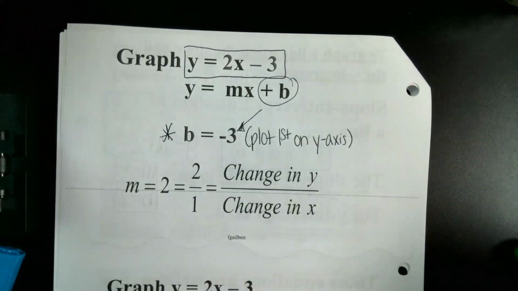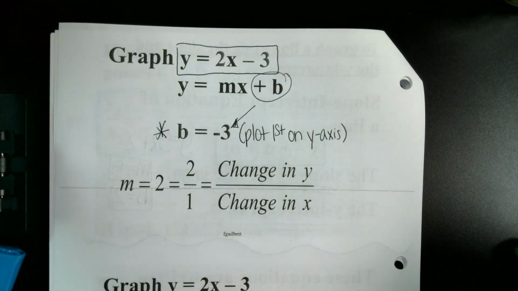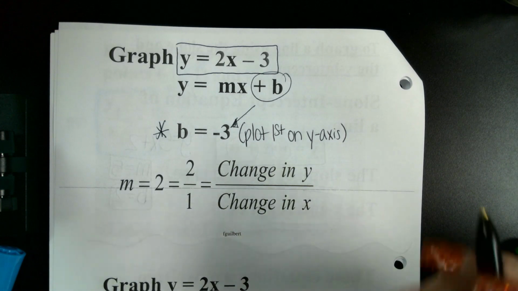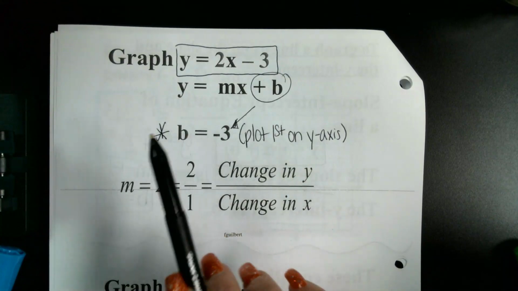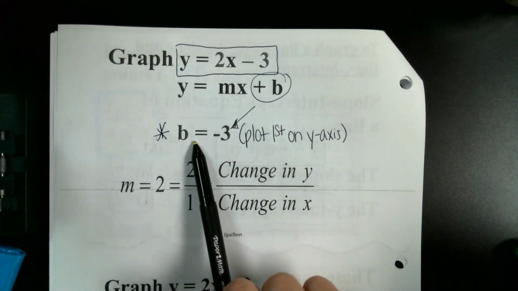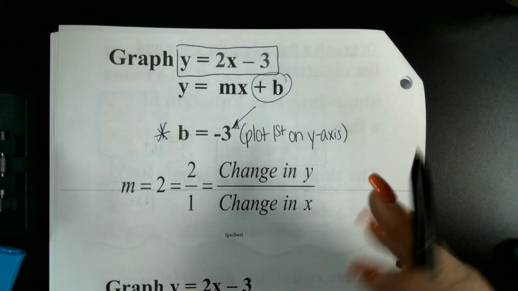You guys remember which one the y-axis is? It's the vertical. It's the one that goes up and down. The up and down axis, okay? The reason we plot it on the y-axis is because this is the y-intercept. So it wouldn't make sense to plot it on the x if it's the y-intercept.